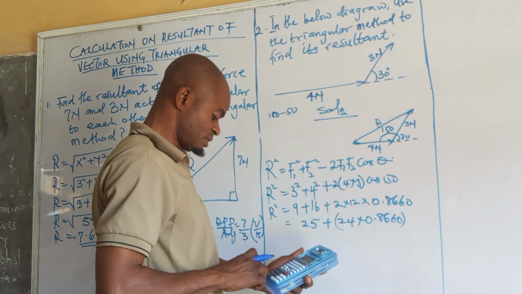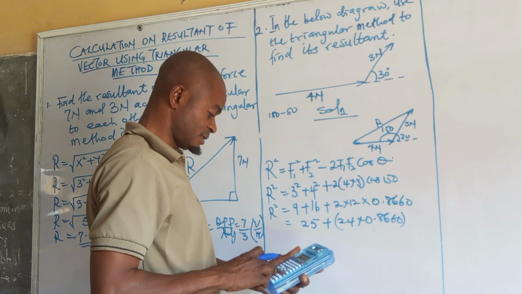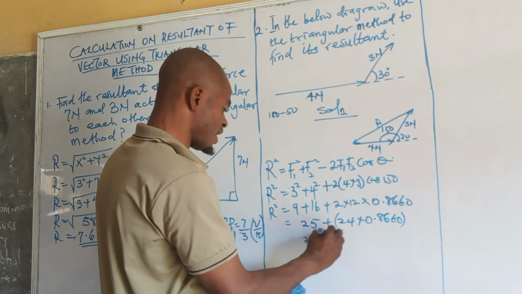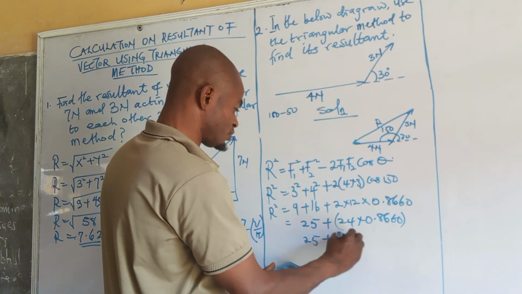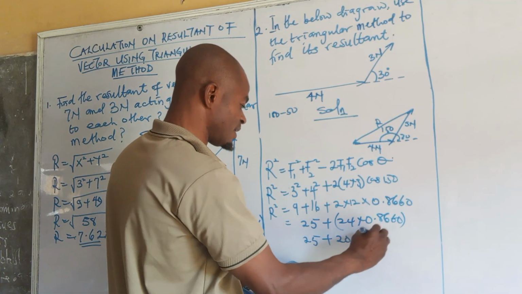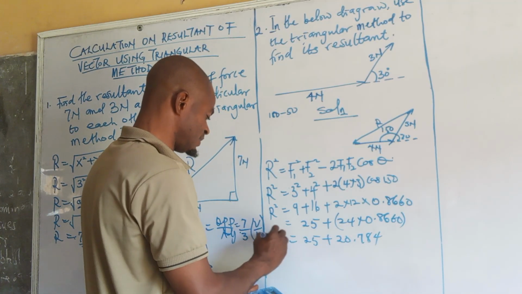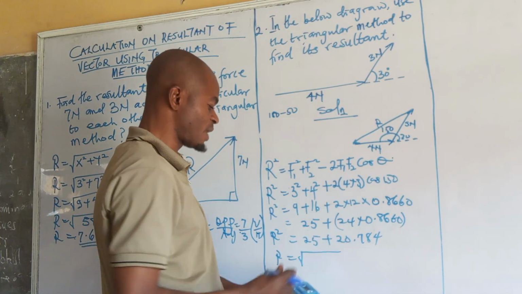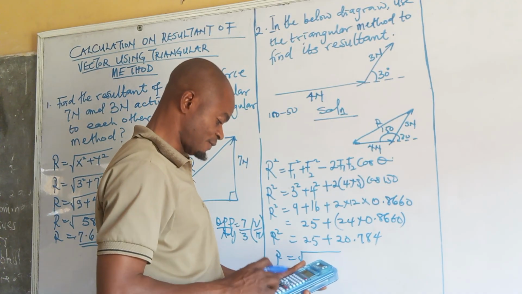24 times 0.8660. Then we have this. We have 25 plus 20.784 to be given us this as R squared. And our R will be equal to the square root of the two together, plus 25.